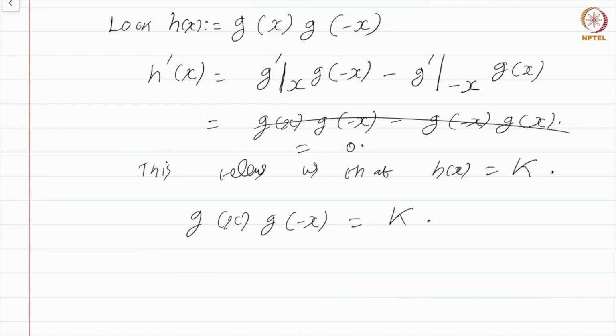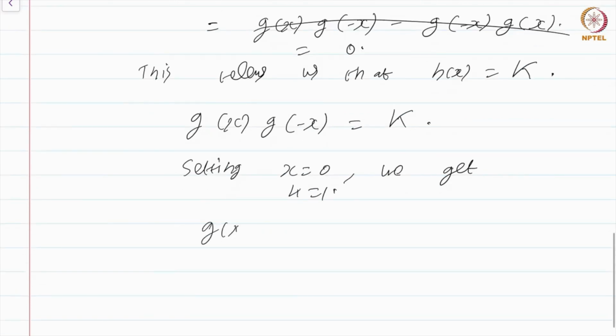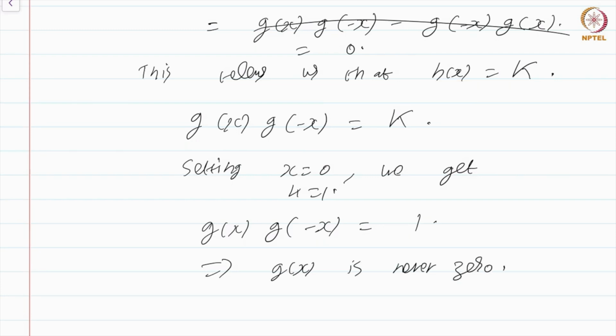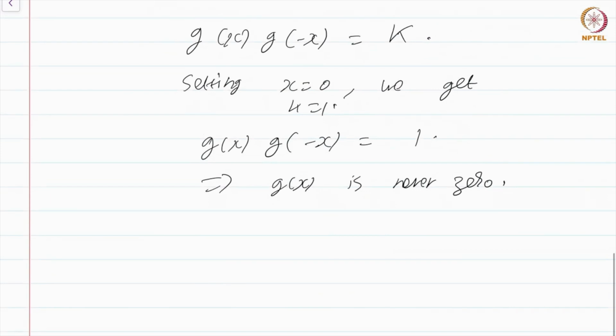Okay, which means, and wait a second, we can even determine what this constant is. Setting k equal to 0, setting x equal to 0, we get k equal to 1. So g of x into g of minus x is 1, which means g of x is never 0.